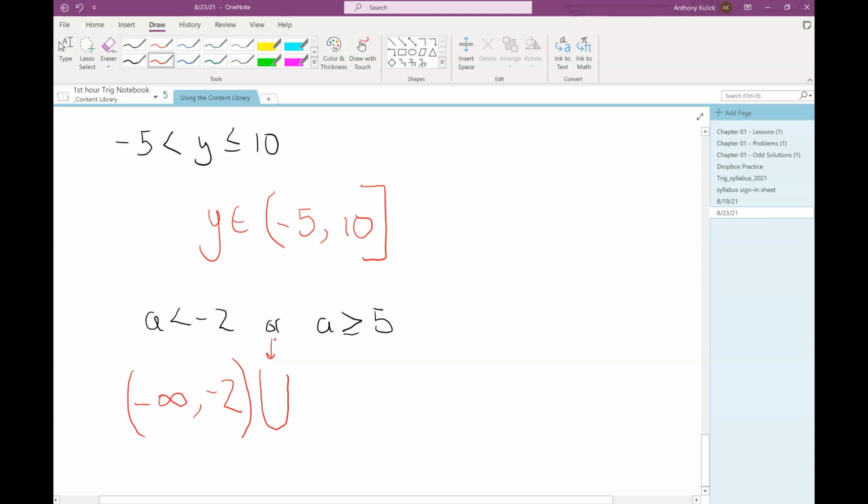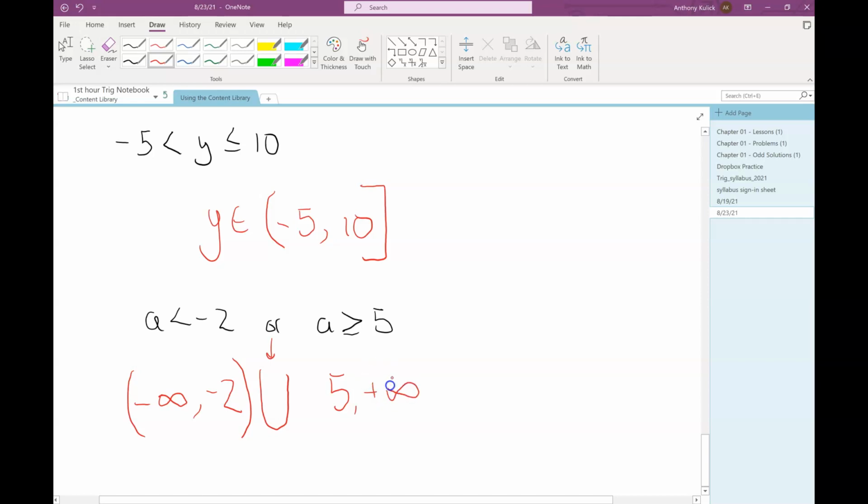Then we'll look at the other inequality. So a is greater than or equal to 5. So the numbers we're talking about there are like 5, 6, 7, 8, 9, 10, etc. The lower bound is 5, because we're counting up from 5. And the upper bound is positive infinity.